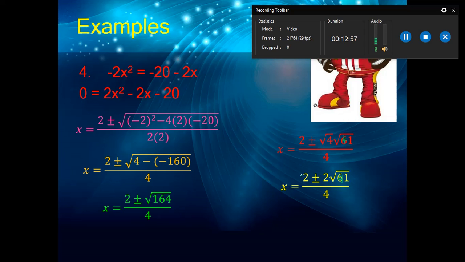So when we simplify, we have 2 divided by 4, that will be a 1/2. And same thing with the radical. 2 radical 41 divided by 4 will be a 1/2 in the front. So we want to keep it as 1/2 plus 1/2 radical 41 and 1/2 minus 1/2 radical 41.